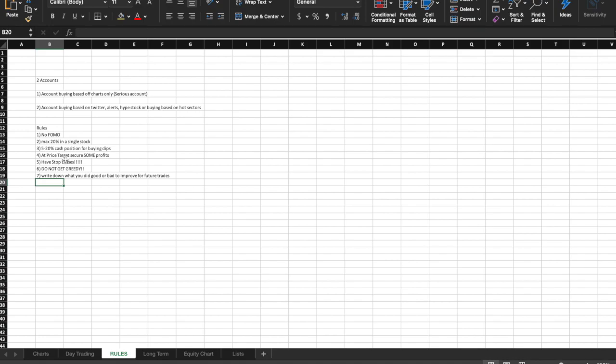So even if you're losing half the time, your wins are going to make up for the losses. Let's say you take 100 trades and you lose 70% of the time, if the amount you win is so much bigger than the amount you lose, you're always going to be a profitable trader. So that's essentially what I want to do. Do not get greedy, and then write down everything that you do good or bad.